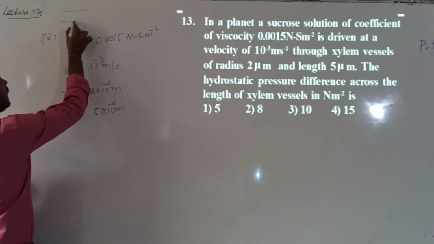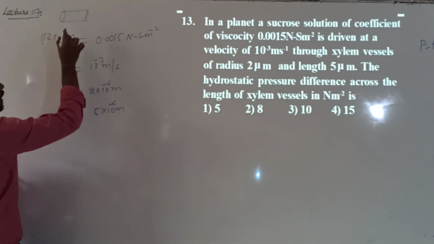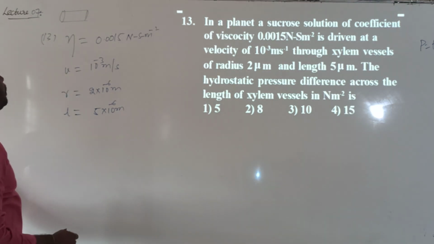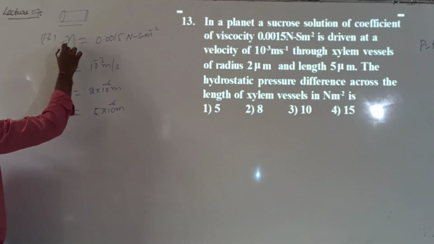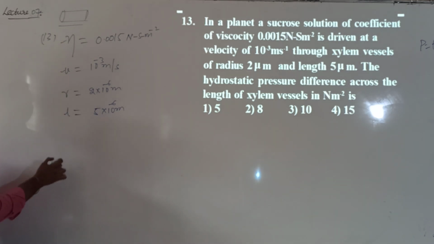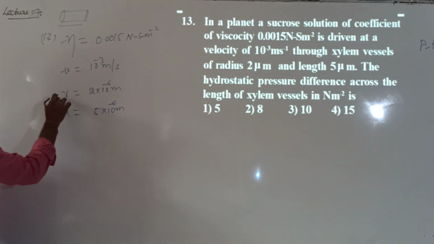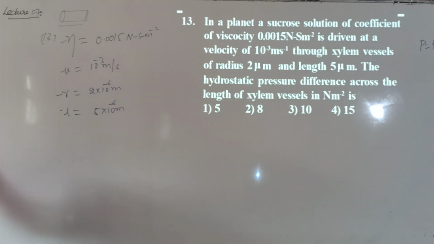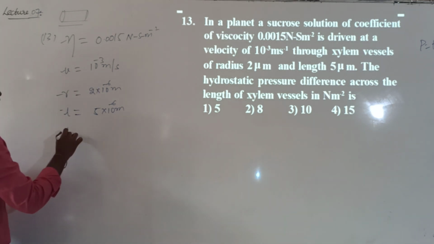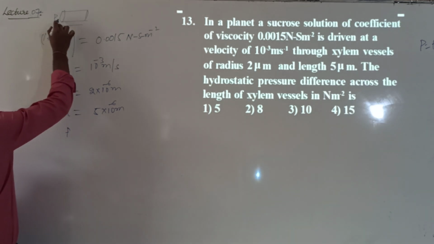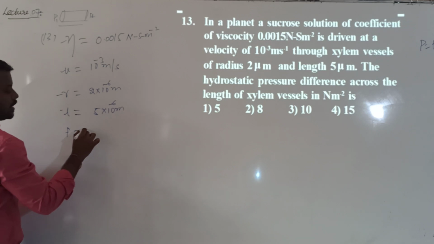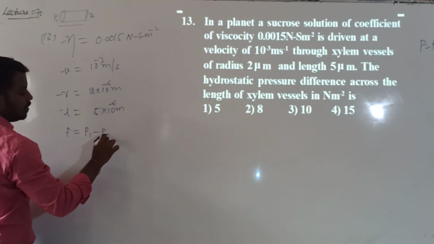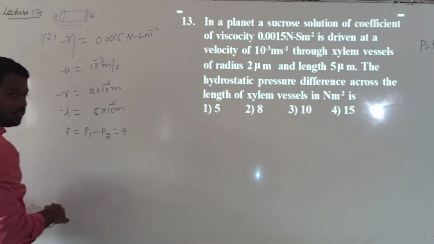So in this problem, one tube will be there. Which tube is given? The tube with its length value and the coefficient of viscosity given. The velocity with which the fluid, the sucrose solution, is flowing is given. Radius is given and also length is given. They are asking us to calculate the pressure difference. If I call this P1 and this P2, the pressure difference P is given by P1 minus P2. We want to calculate the pressure difference.